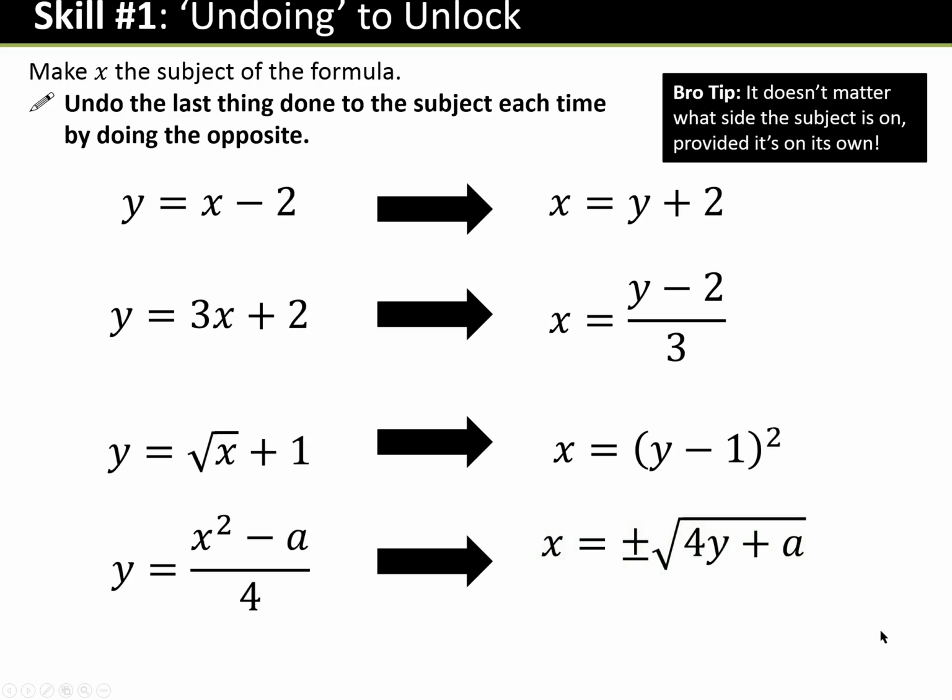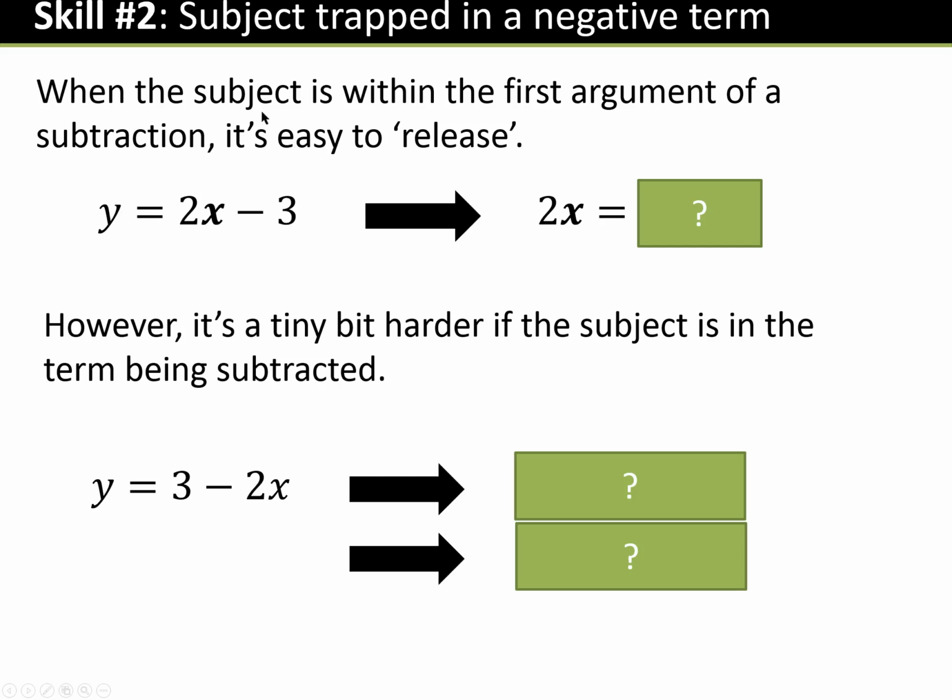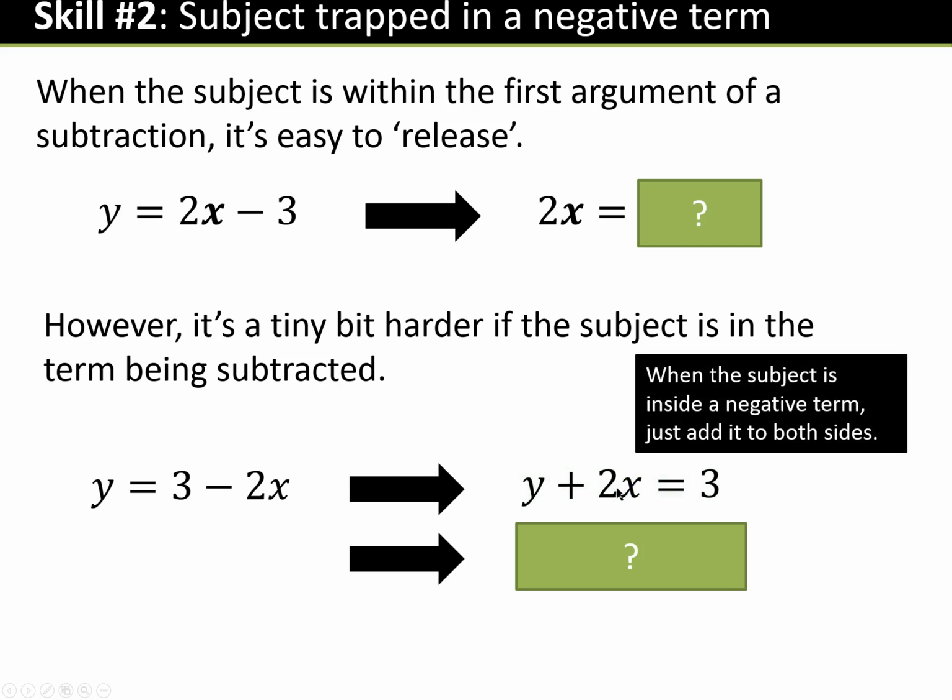Skill two: subject trapped in a negative term. Sometimes it's easy when you have something like this, right? You just take everything outside. What about if the x is negative? Like the x is trapped with something that's negative. If we do what we normally do, then we have negative x on the right-hand side. We don't really want that, do we?